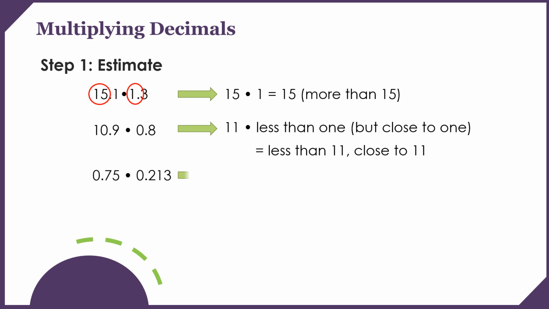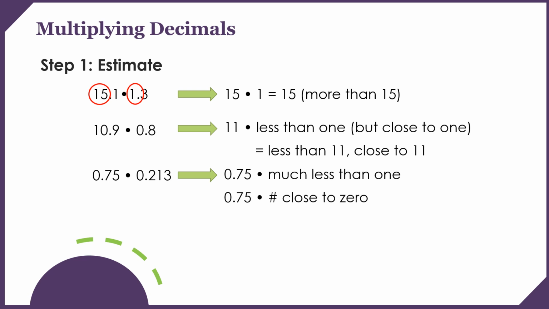75 hundredths times 213 thousandths. This is a little bit tougher because these are both decimal numbers. We don't have any whole numbers to work with. So we could say that this is about 75 hundredths times much less than 1, a number that is definitely a bit smaller than 1. So we have something that is also, it's kind of close to 0. It's not too far from 0.